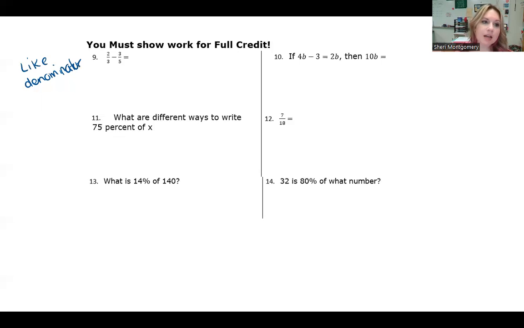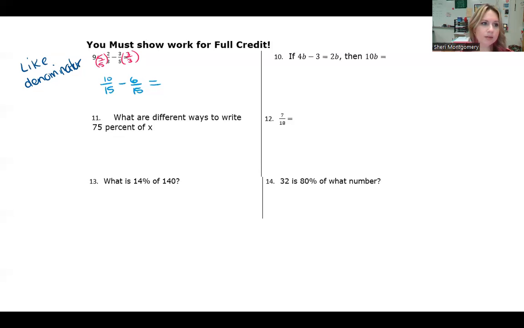What do we want to make the denominators? I think I heard it, 15. You cannot turn 3 into 5. So what we're going to do is we're going to multiply this one by 5 over 5, this one by 3 over 3, and we will rewrite them both. So we end up with 10 over 15 minus 6 over 15. So 10 minus 6.